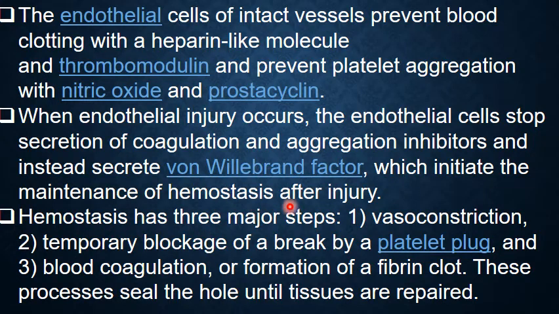Hemostasis has three major steps: vasoconstriction, temporary blockage of a break by a platelet plug, and blood coagulation or formation of the fibrin clot. This process seals the hole until the tissue is repaired.